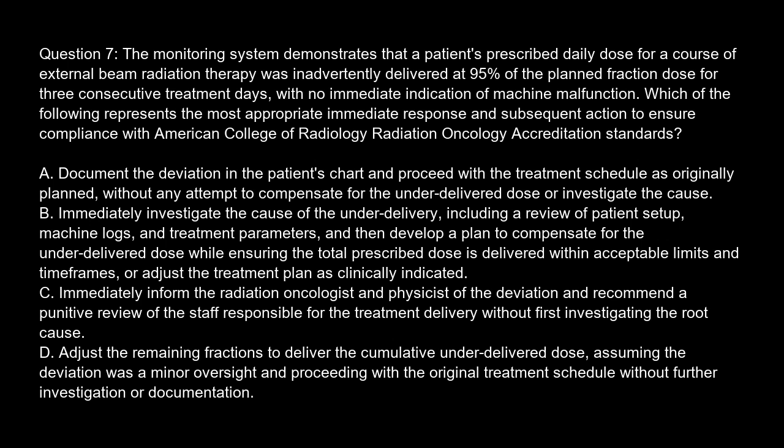Option C. Immediately inform the radiation oncologist and physicist of the deviation, and recommend a punitive review of the staff responsible for the treatment delivery without first investigating the root cause. Option D. Adjust the remaining fractions to deliver the cumulative underdelivered dose, assuming the deviation was a minor oversight, and proceeding with the original treatment schedule without further investigation or documentation.